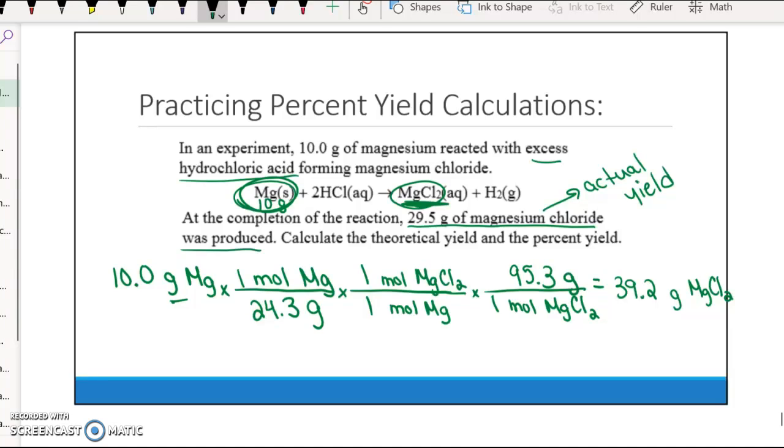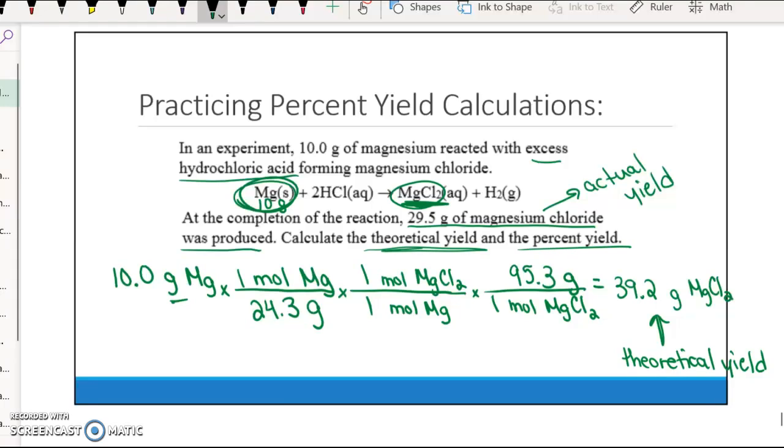So what we just calculated here is our theoretical yield. So we just did that part of the question.